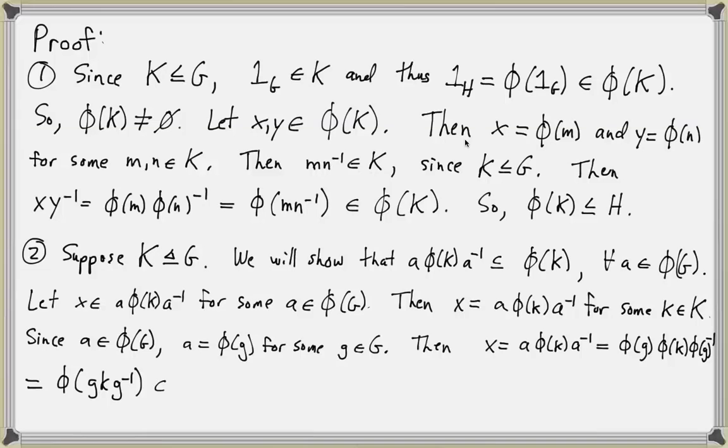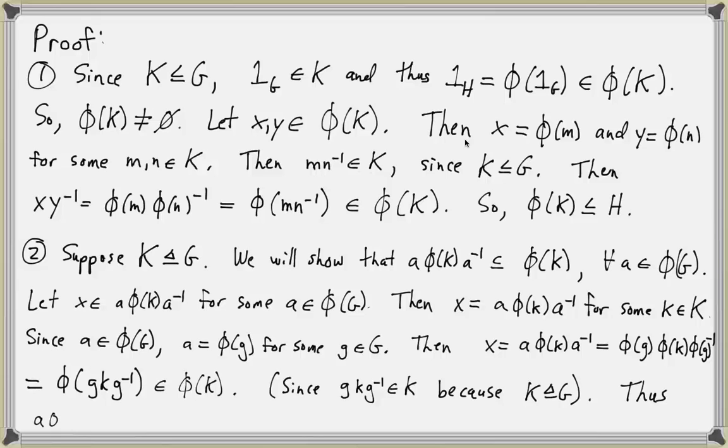So the phi of this element is an element of the image of K. Again, this follows since g little k g inverse is an element of K because K is a normal subgroup of G. So we've shown that an arbitrary element of A phi of K A inverse is in phi of K. Thus, A times the image of K times A inverse is contained in the image of K, and that shows that the image of K is a normal subgroup of the image of G.